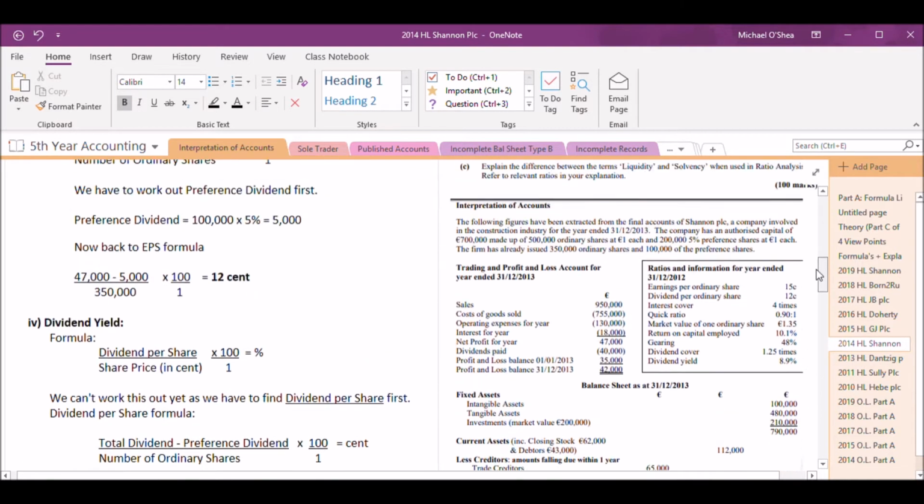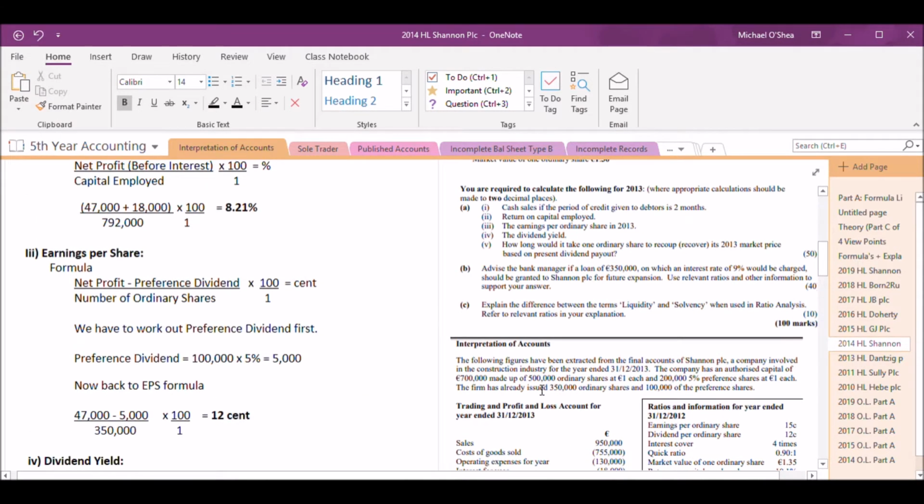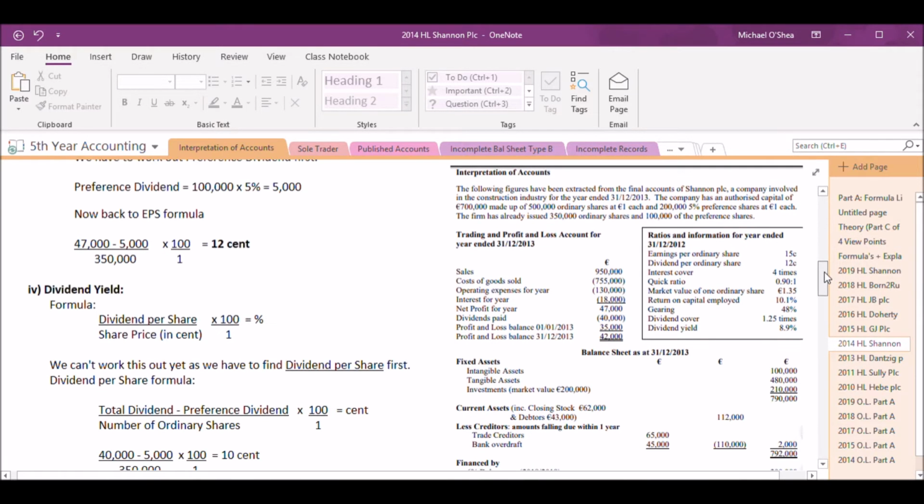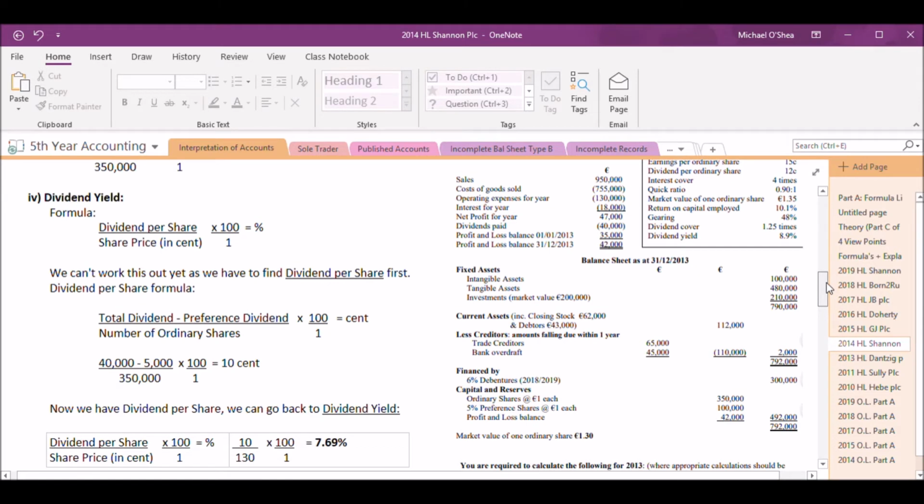Your total issued ordinary shares. We're going to ignore any information up here, the fact that there's 500,000 authorized. We're using the 350,000 that's issued. Always issued shares. Works out at 12 cent. Again, use the cent. This was percent. Use the units. There is at least 1 mark going for it.